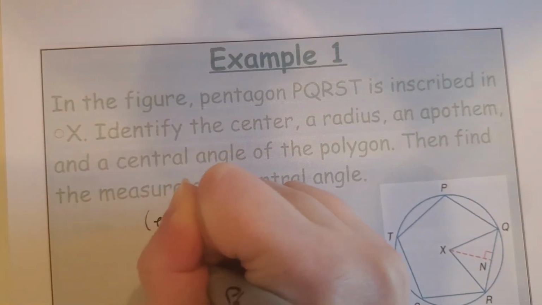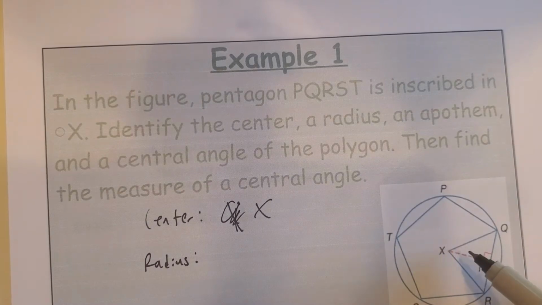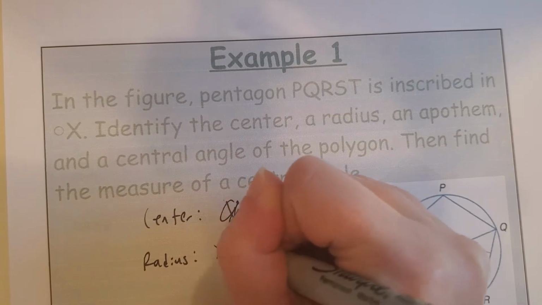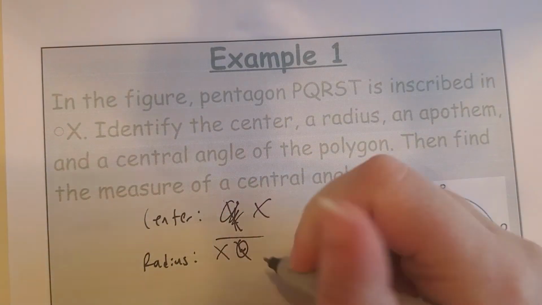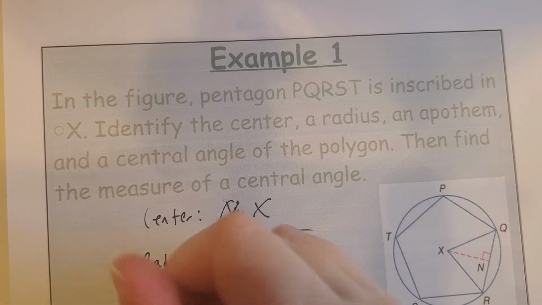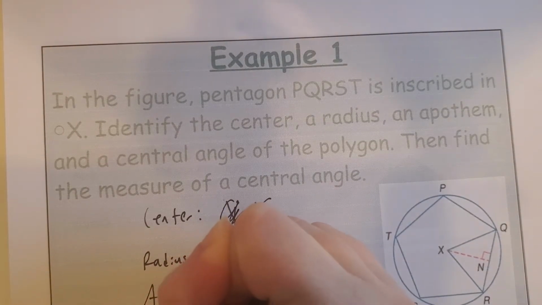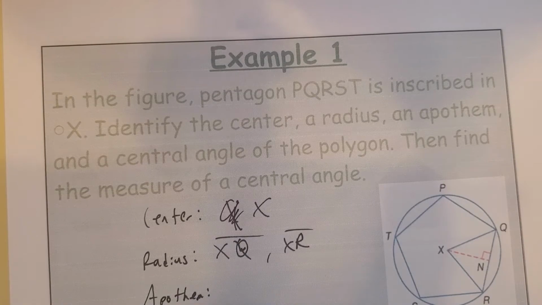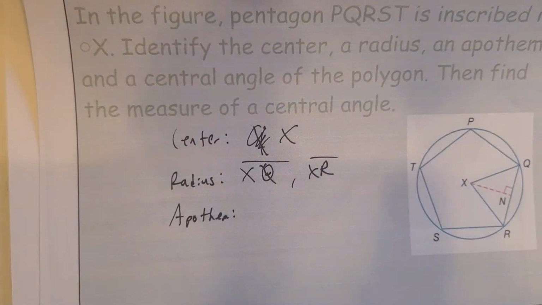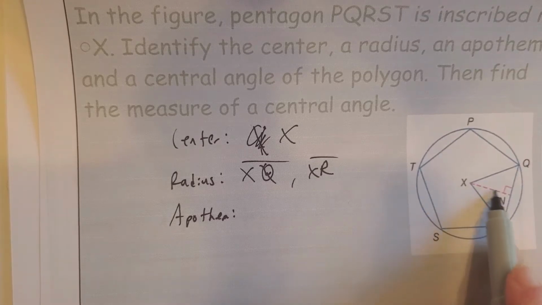A radius, well, we know what the radius is. It's going to be any segment from the center to the edge of the circle. So one radius would be XQ. Another one would be XR. You could even draw more in XS, XT, XP. All of those are radii. But the apothem is a little bit more specific. It's the distance from the center of the circle, the center of the polygon, to the edge of the polygon. So the only apothem that's pointed out in this picture is XN.